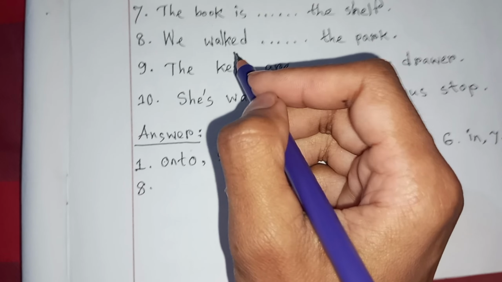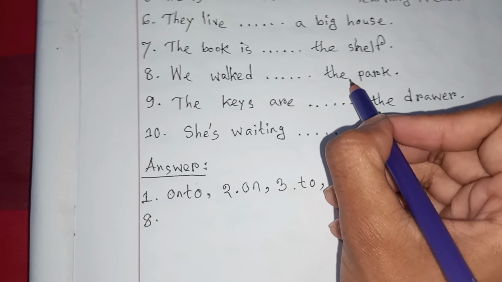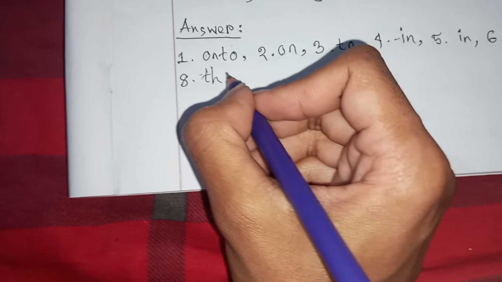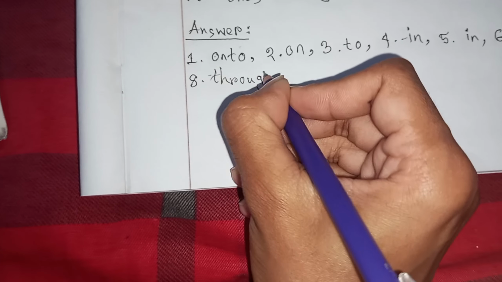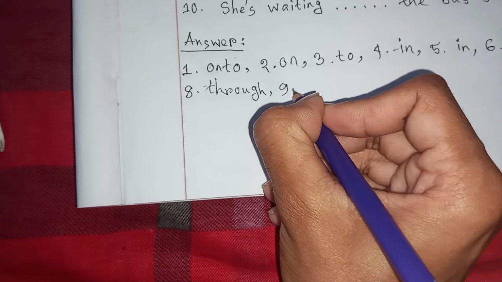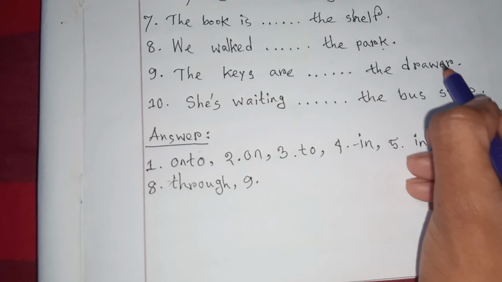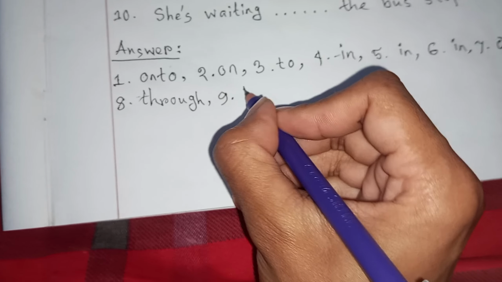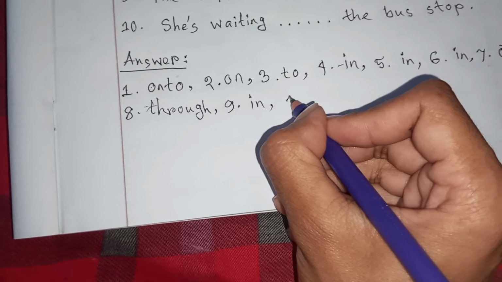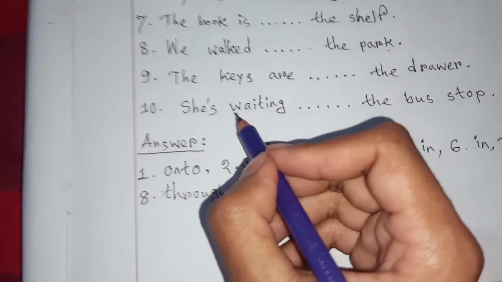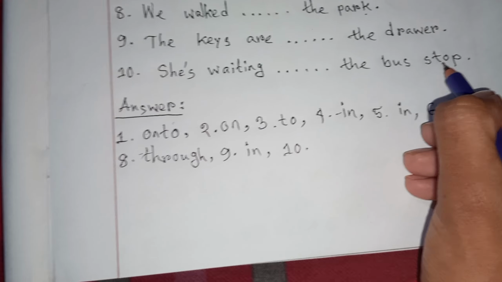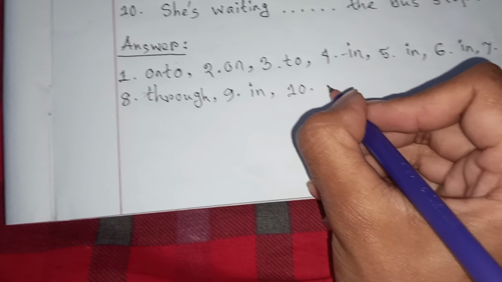8. We walked through the park. 9. The keys are in the drawer. In. Answer 10. She is waiting at the bus stop. At.